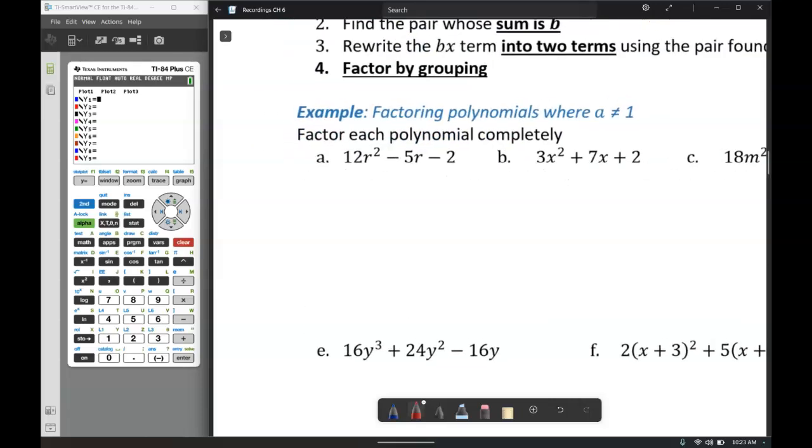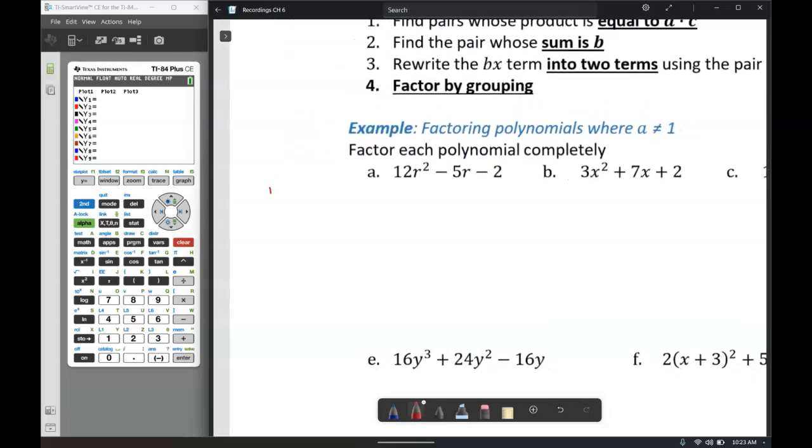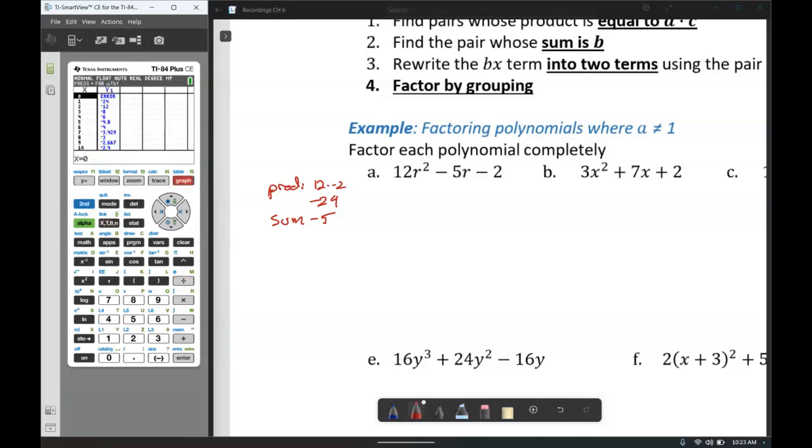So in this case, we want to get a product of 12 times negative 2, which is negative 24, but we still want that sum of the B value, negative 5. So negative 24 divided by x, we look at our table, we want a sum of 5. That's going to be 8 and negative 3. So, I'm sorry, negative 8 and a positive 3, negative 5. So we're going to do factor by grouping, and we're going to split into negative 8r and 3r. We still have 12r squared and minus 2.